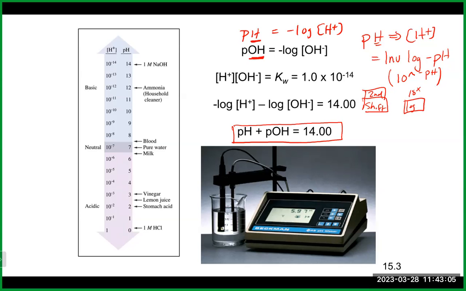You could also, if you have the pOH, get the OH- concentration from it. It's the exact same calculation. It is the inverse log of the minus pOH. And once again, that most likely will look like a 10 and a caret, pOH on there.